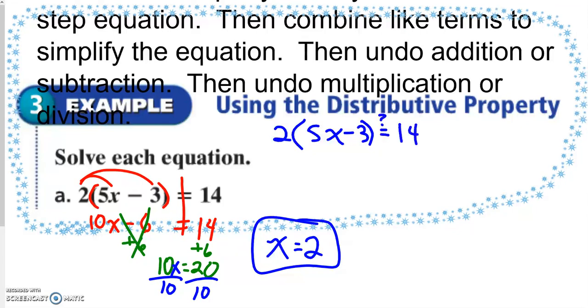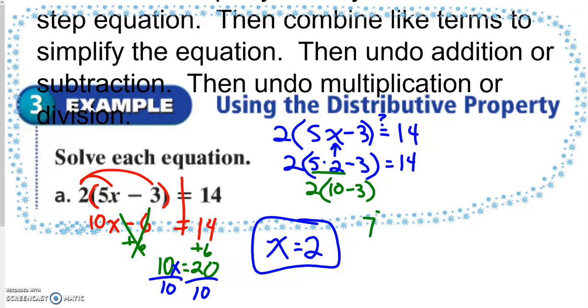And substitute x for 2. The two sides should be equal. 5 times 2 is 10, minus 3 in parentheses. 10 minus 3 is 7. 2 times 7 is 14. The two sides come out to be equal.